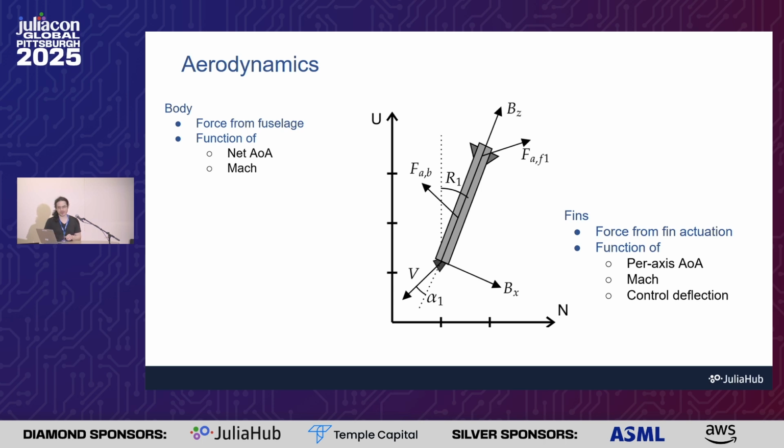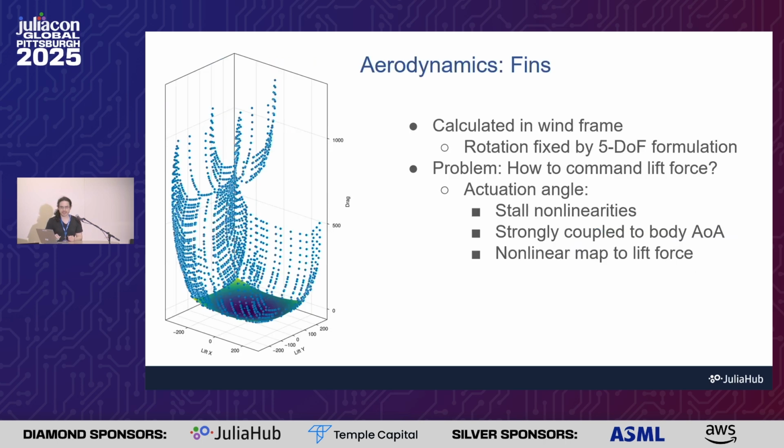Both of them are modeled using lookup tables. The body is very straightforward. The fins are a bit more of an adventure. The way that we deal with the fins is that the fin forces are actually calculated in the wind frame rather than the body frame, with the rotation fixed by our 5 degree of freedom formulation. Since what we do is we fix the rotation of the vehicle around its axis in the inertial frame, and then this forces the orientation of the fins to be one specific configuration.